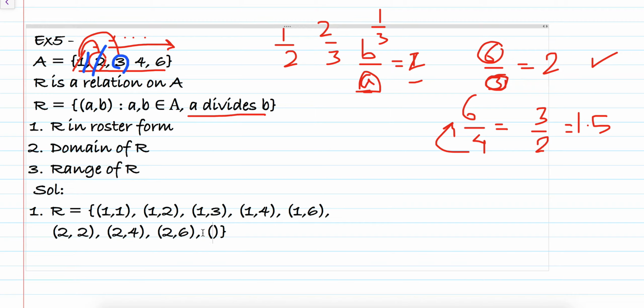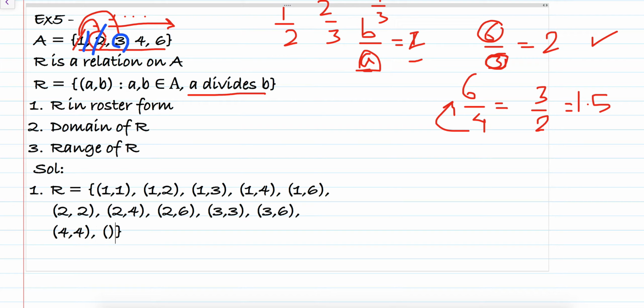So 3 divides itself, so (3, 3). 3 does not divide 4. Then next, 6: 3 divides 6. So we have seen 3 also. Next we will see 4. So 4 divides itself, (4, 4). 4 does not divide 6, so we will not write that. Then last is 6. 6 only divides 6 in this set.